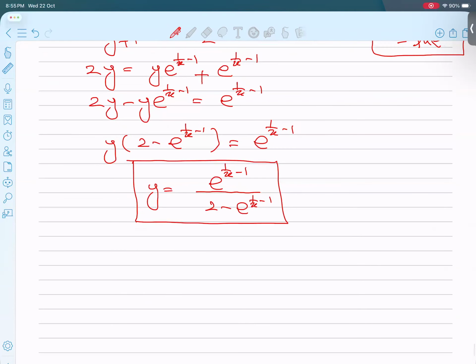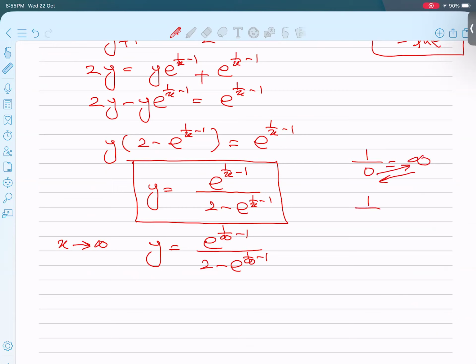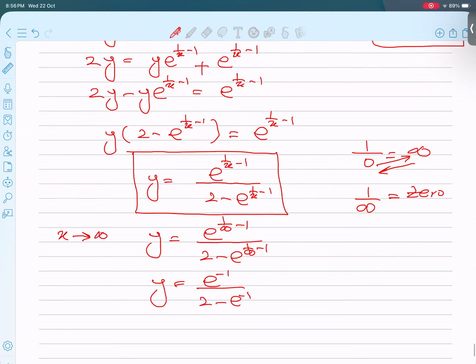So x approaches infinity. I'm going to plug in infinity. So e to the power 1 over infinity minus 1, over 2 minus e to the power 1 by infinity minus 1. Basically, 1 over 0 is infinity. You know it very well. Something over 0 is infinity. If I bring 0 there and infinity down, I can say 1 over infinity is equal to 0. So we can see this is the same 1 over infinity, this becomes 0. So simply replace it. So e to the power 0 minus 1, we got this one. And same story is here. So we have to reshuffle and get the answer.